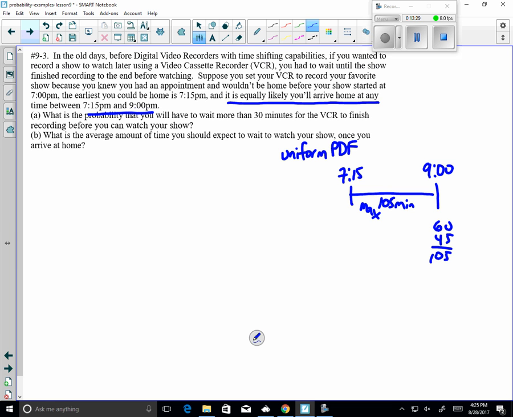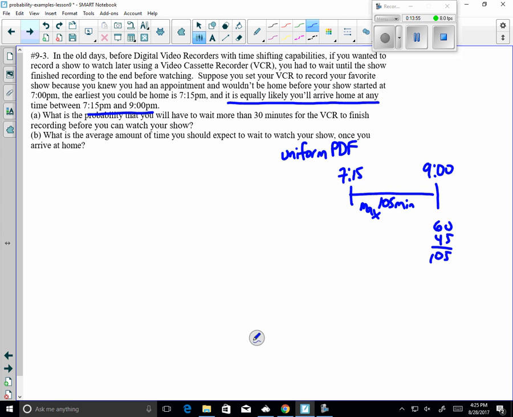The minimum amount of time we could wait would be if the show's going to end at 9, right? And we could potentially arrive home right at 9. Is that what it said? The show is going to end at 9. Yeah, okay. Then we could potentially wait 0 minutes if we walked in the door right at 9 p.m. when the show was done recording. Does this show tell me that? Yeah. Started at 7, earliest is that, equally likely.